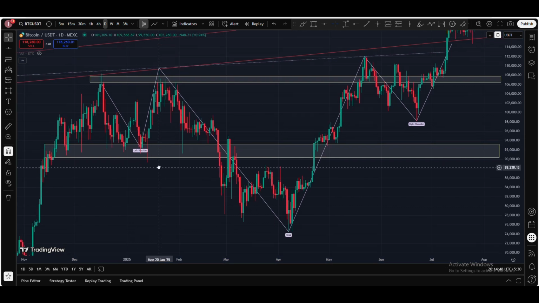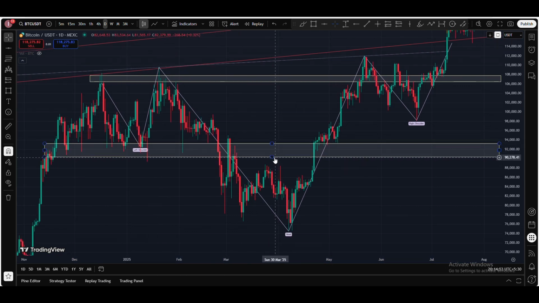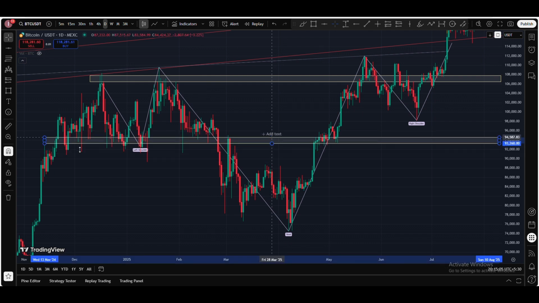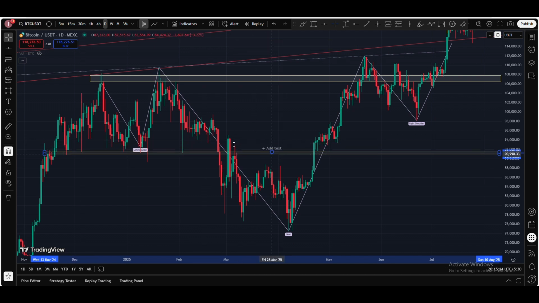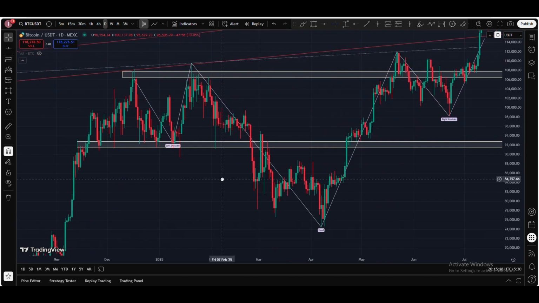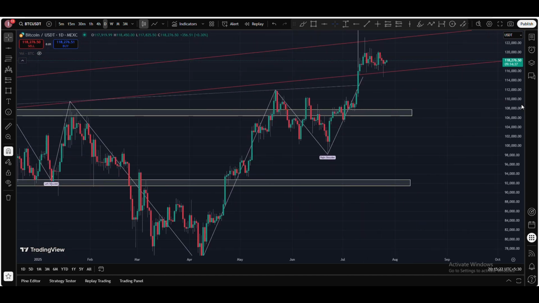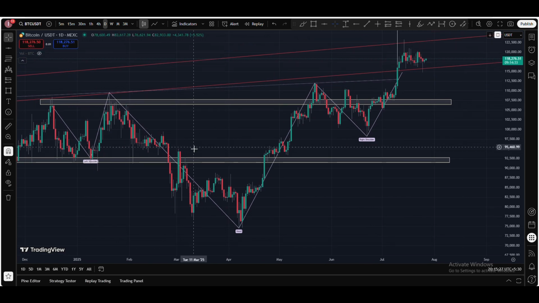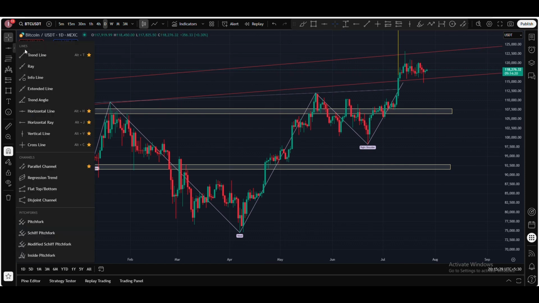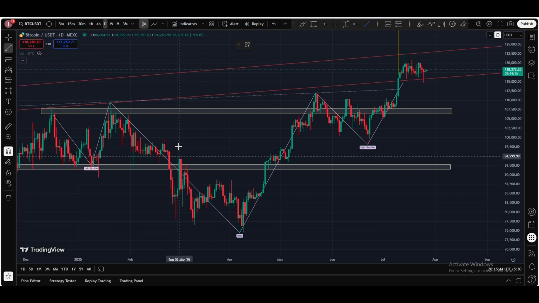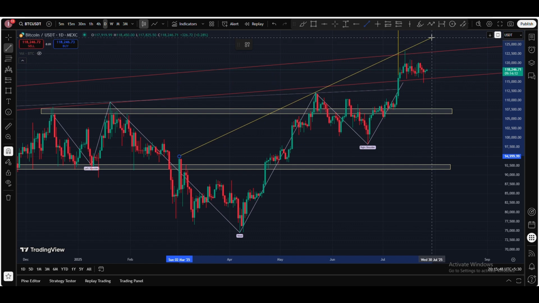And we can reduce the support area, this area is perfect and can reduce. Okay, perfect. That is another support area, and we can see actually a rising wedge pattern. This is a high hidden rising wedge pattern. We can select the trend line tool, and we can draw the rising wedge pattern.